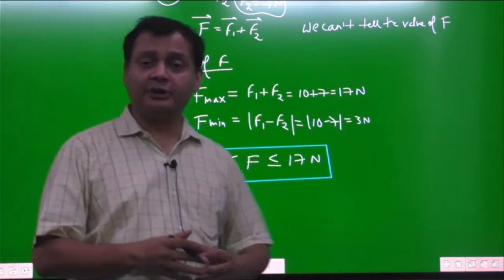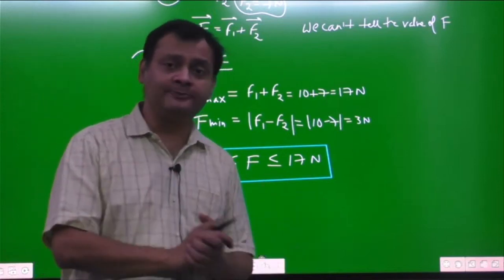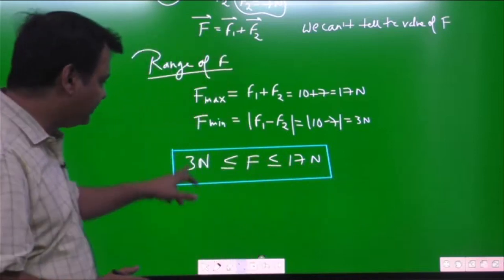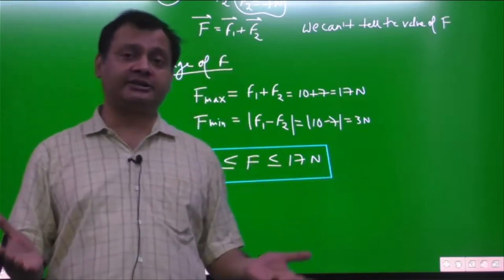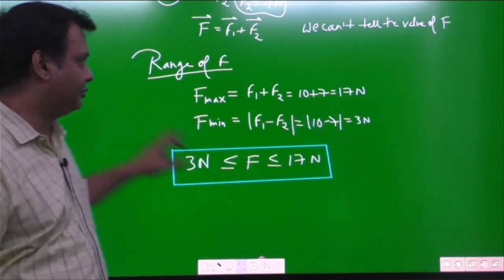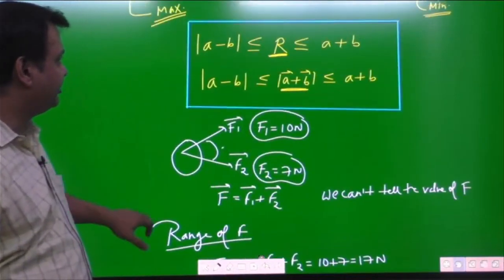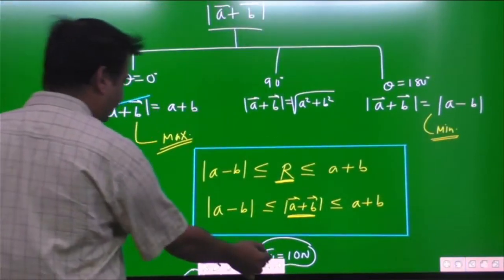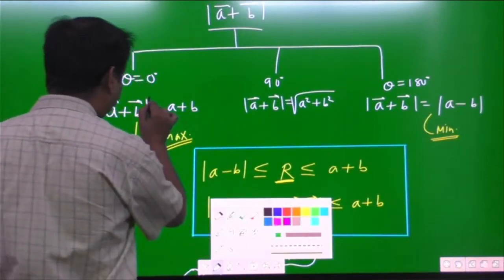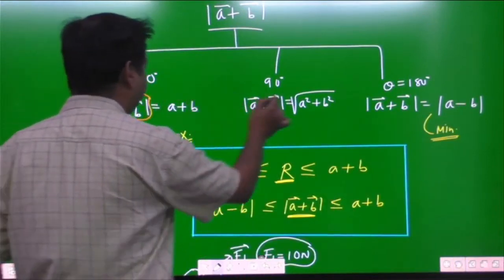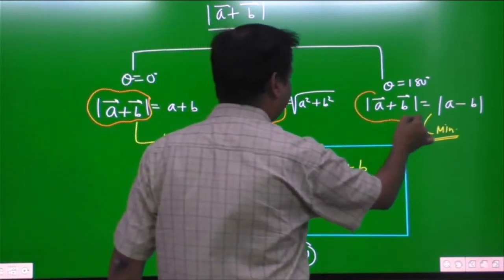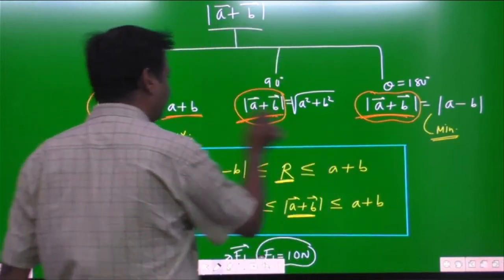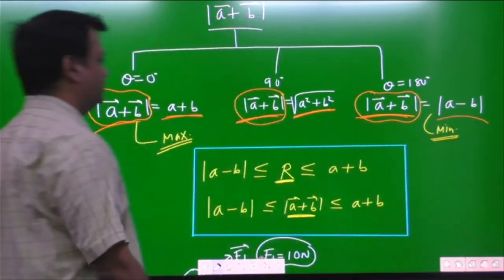When will it be 17 Newton? When the angle is 0 degree, both the forces are in the same direction. When will it be 3 Newton? When the angle is 180 degree, both the forces are in the opposite direction. Got it? So we have seen three special cases, and take care, in all the cases, the LHS is not changing. LHS is modulus of vector A plus B. In all cases, it gives you the magnitude of the sum of vectors. The RHS is changing depending on the angle between the vectors. Okay?